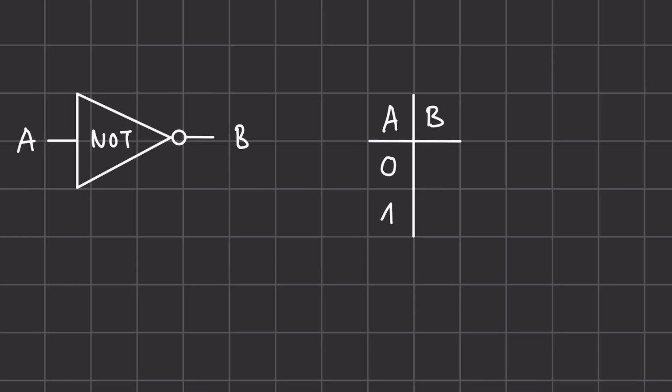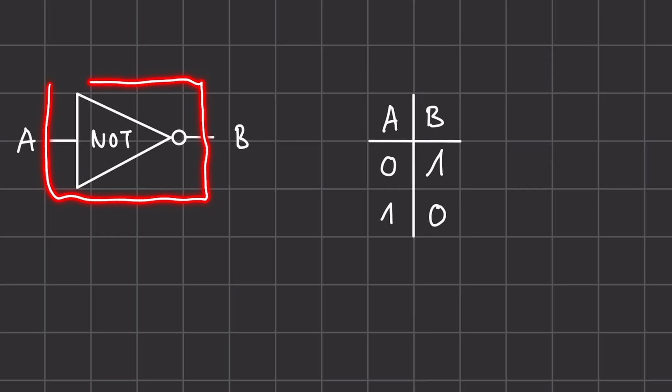The first logic gate we'll be looking at is the NOT gate. The NOT gate simply inverses the input. If the input is 0, the output will be 1, and if the input is 1, the output will be 0. So now this truth table tells us what the functionality of this gate is.